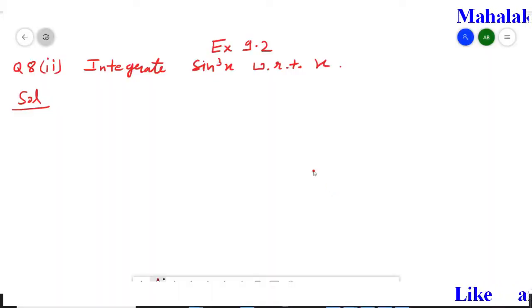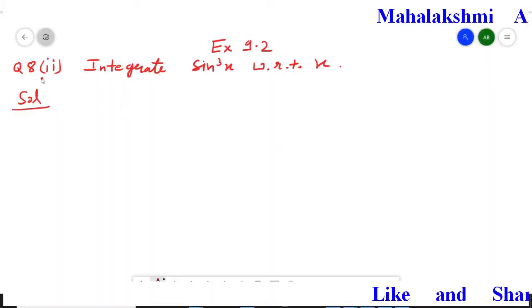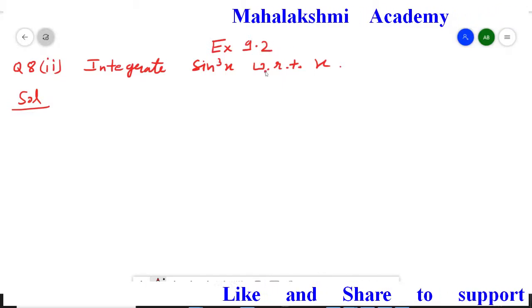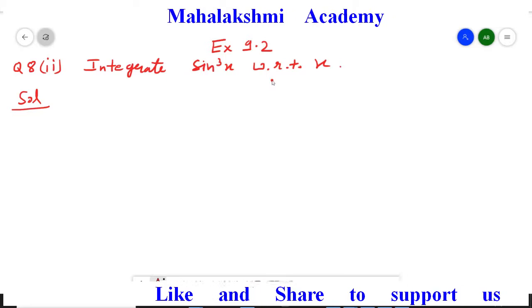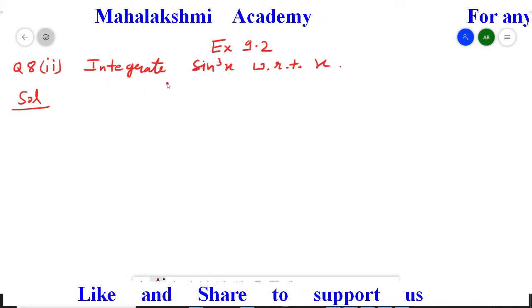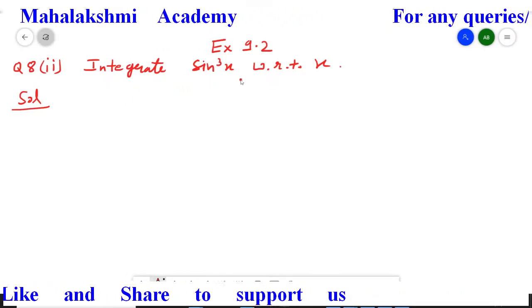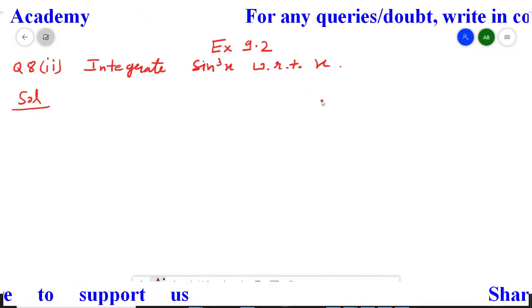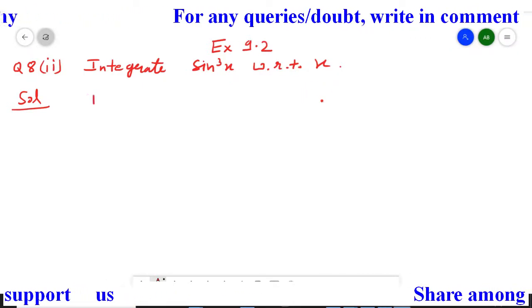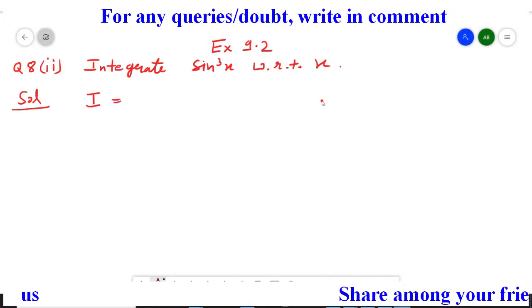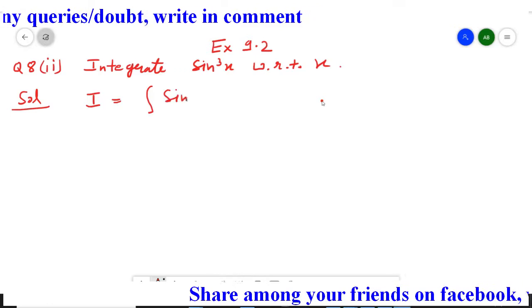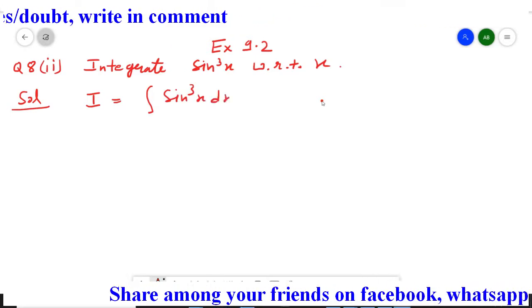Hello everyone, I am going to explain question number 8, second part from exercise 9.2, and this question belongs to 12th class maths. In this question we have to integrate sine cube x with respect to x. So we'll start the process. We have to integrate, so I am going to assume the integration as I, and we have to integrate sine cube x with respect to x.